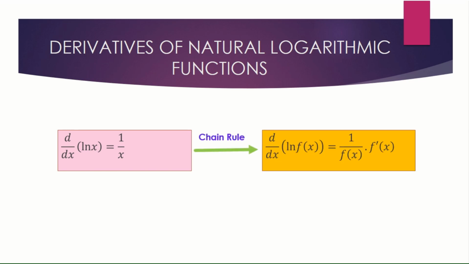But if we differentiate ln f(x), by using the chain rule, we will get 1 over f(x) multiplied with f prime x. So if you notice here, differentiating ln f(x) follows the differentiation for ln x. Differentiating ln x, we get 1 over x. For ln f(x), we just replace x with f(x) and multiply with f prime x. So in the end, differentiating ln f(x) becomes 1 over f(x) multiplied with f prime x.